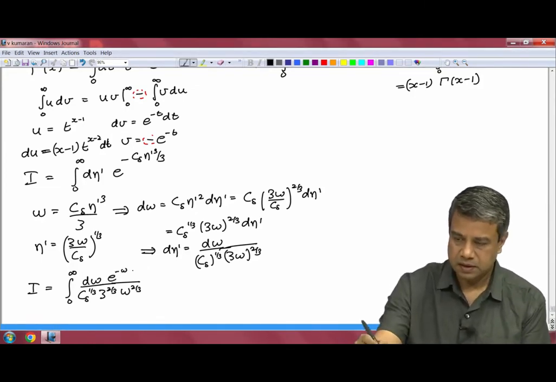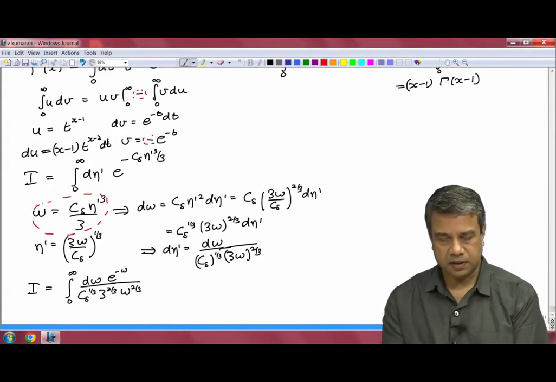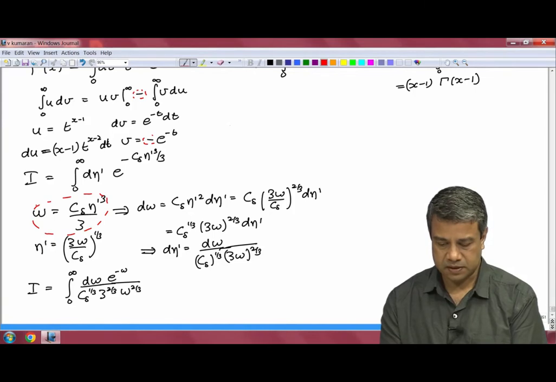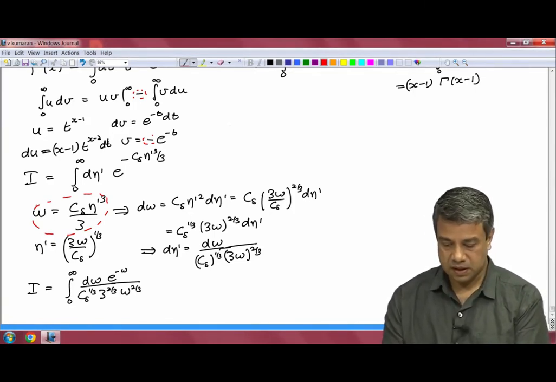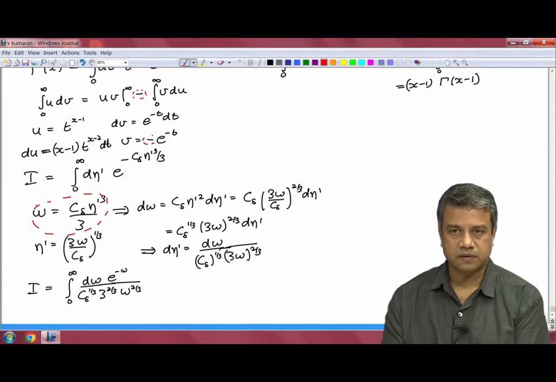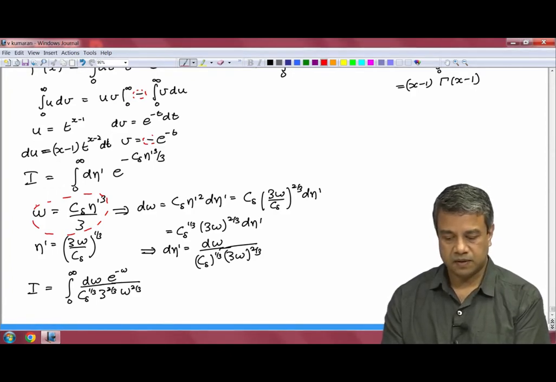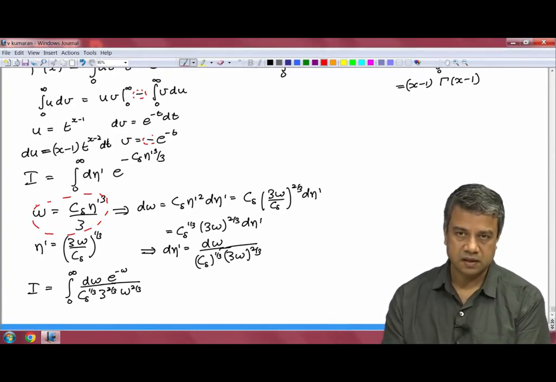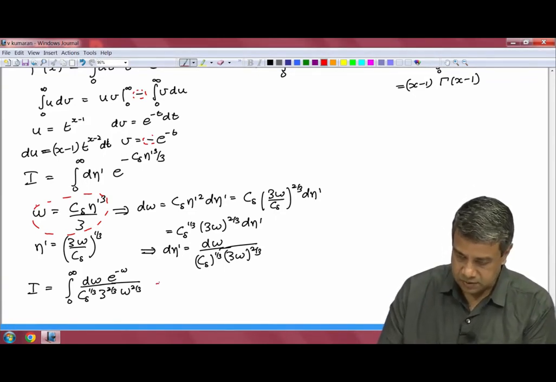Because c delta times eta prime cubed by 3 is w, I just get exponential of minus w. Now, I have w power minus 2/3 e power minus w dw, integral from 0 to infinity. The integral of w power x minus 1 dw is going to be gamma of x. So the integral of w power minus 2/3 is going to be gamma of 1/3.